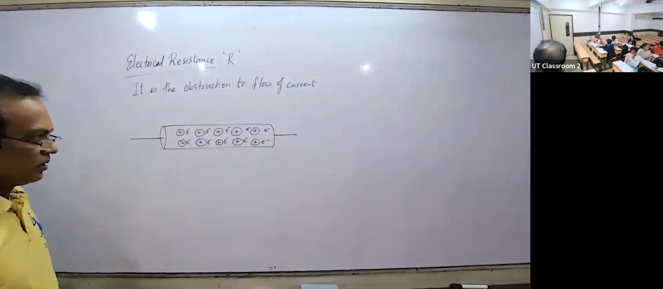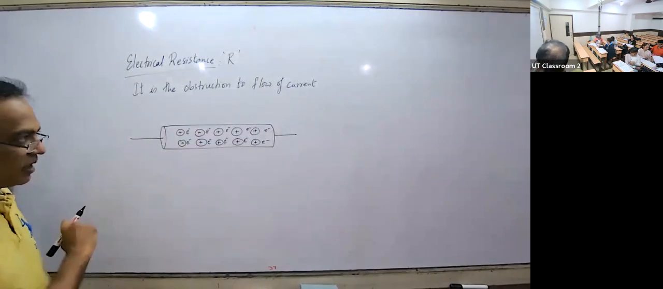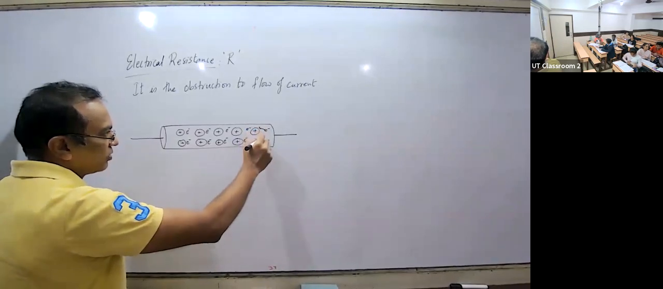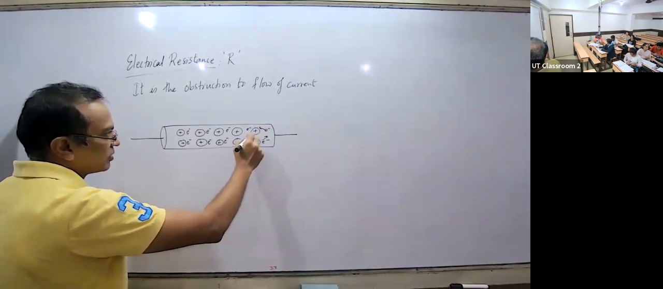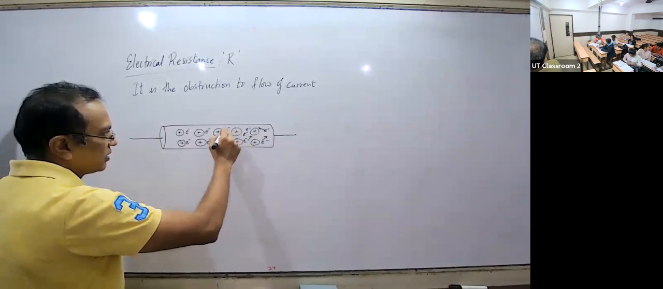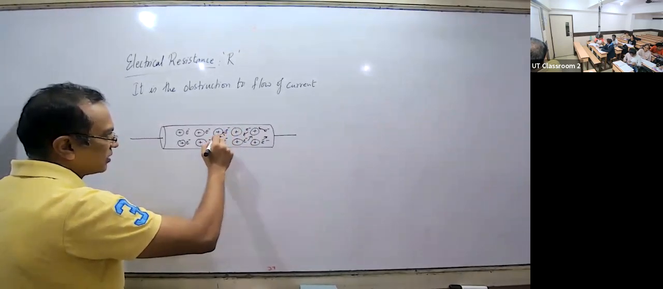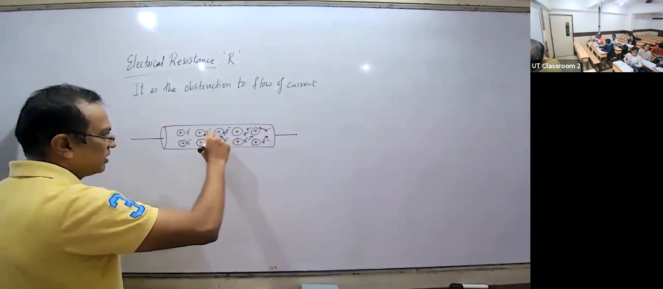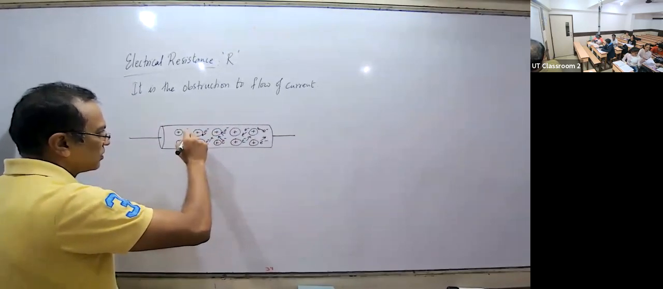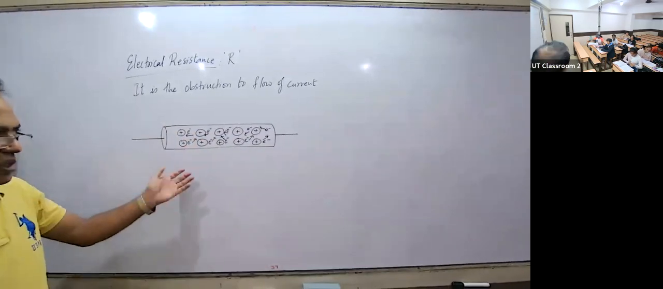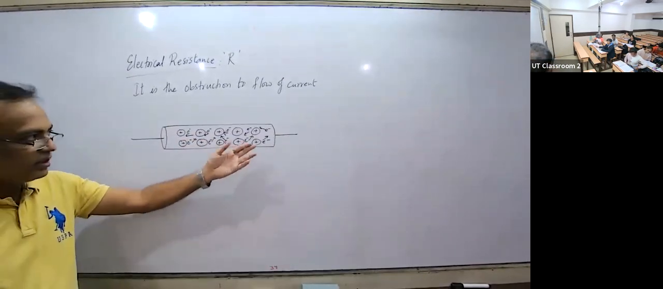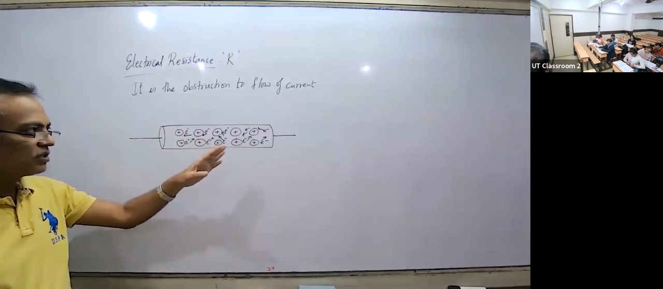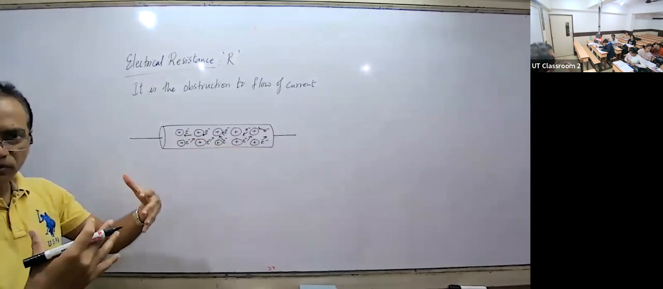Now when there is no potential difference applied, what happens? At room temperature these electrons will go in random directions, and then they collide and after collision change their direction, you don't know which direction. So when no potential difference is applied the net flow of electrons is zero, because some go from left to right, some come from right to left, and the net flow is zero.